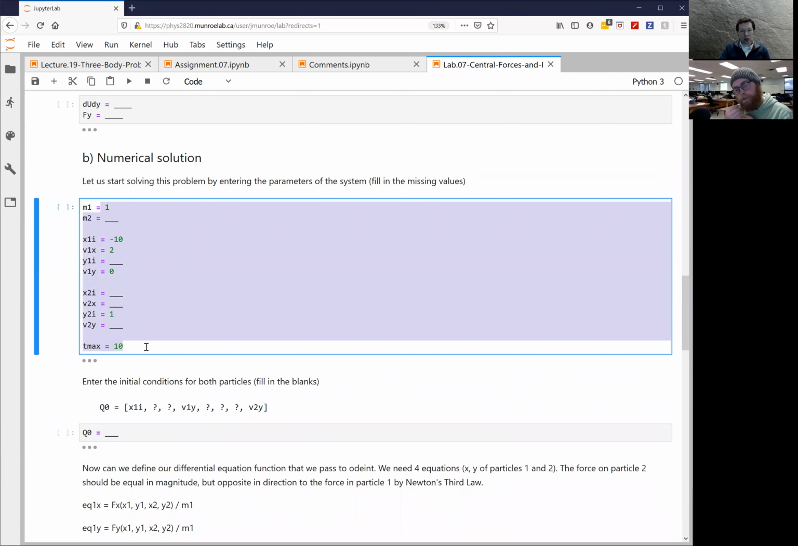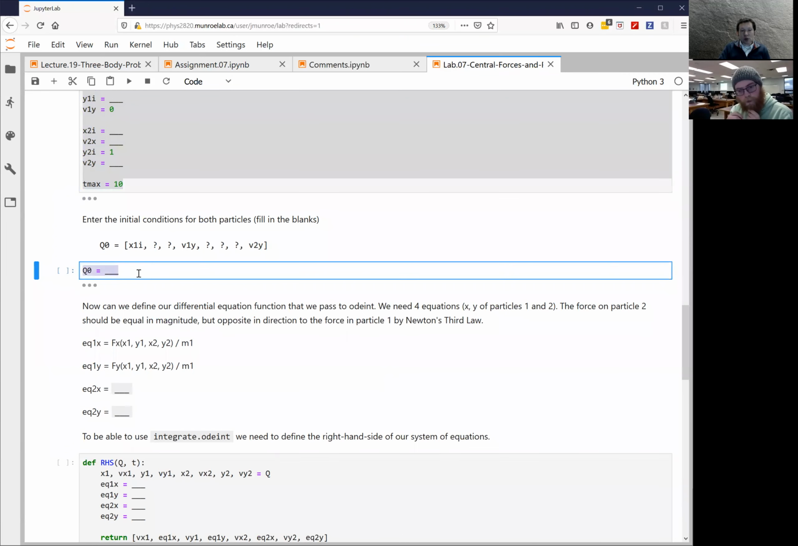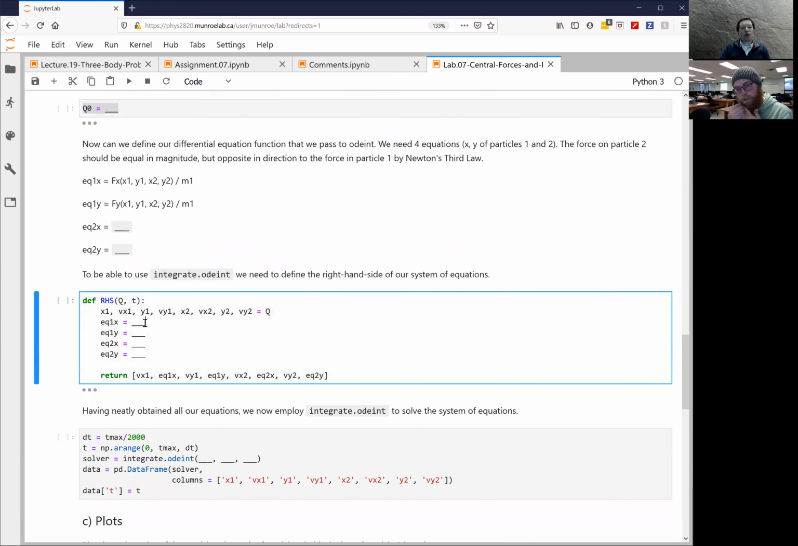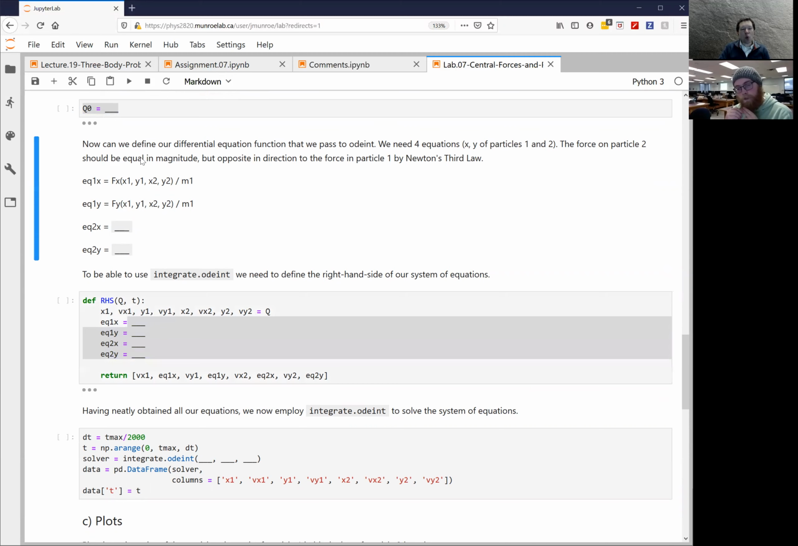Read the question. Define a state vector to initialize the system, and then try and figure out, and this is really where the work of the lab is, what the appropriate right-hand side equations are. What are the equations of motion for the system? I encourage you to use some scrap paper, write down what the equations are for particle 1 and the equations for particle 2. It's all going to be in terms of these force functions. x1 and x2 are the positions.